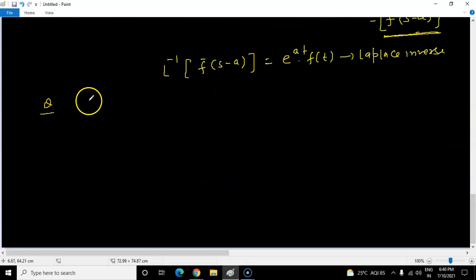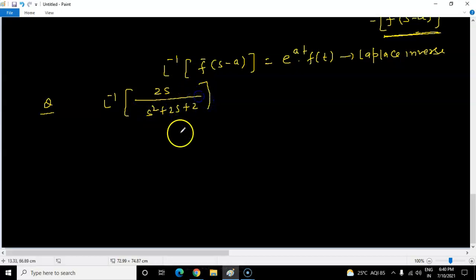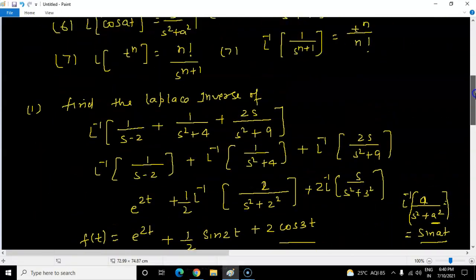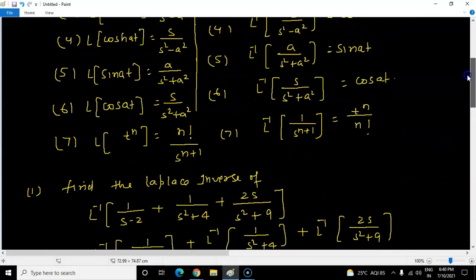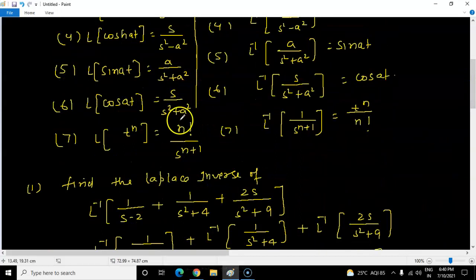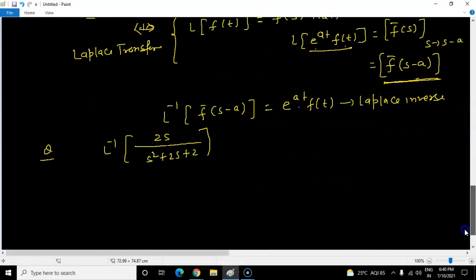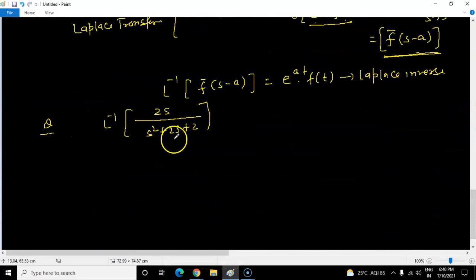Consider the question given here. Find the Laplace inverse of 2s upon s square plus 2s plus 2. We know that there is no formula which gives factorizations in the denominator, because all are in the form of either factor forms or square forms here. So we'll first try to convert the denominator into the form of a factor.